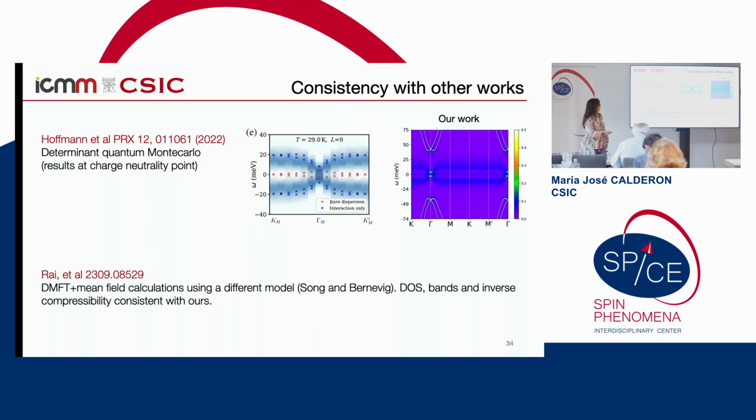Okay, so just to say that these results are consistent with other techniques. Here they studied a different model, a continuum model, and they focused only on the flat bands and did a determinant quantum Monte Carlo, and they have the same kind of bands that we have at the charge neutrality point. They only looked at the charge neutrality point. And then recently there has been a work in which they have done something very similar to what we have done, but with a completely different model, the one proposed by Song and Bernevig.